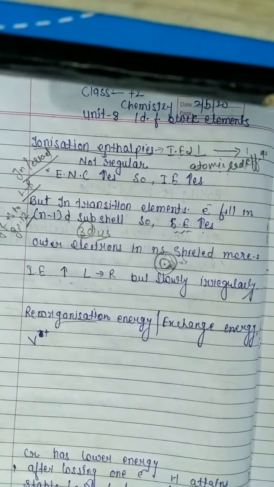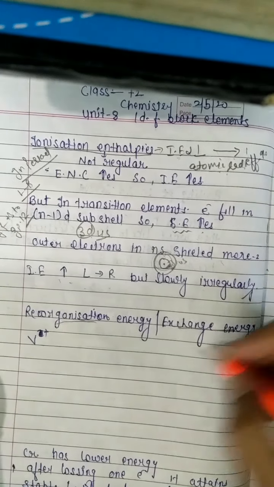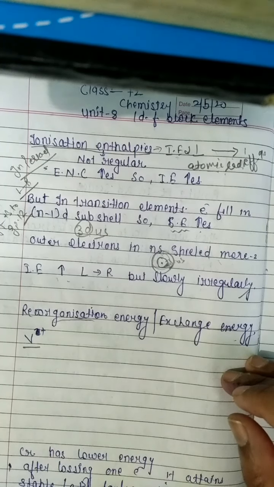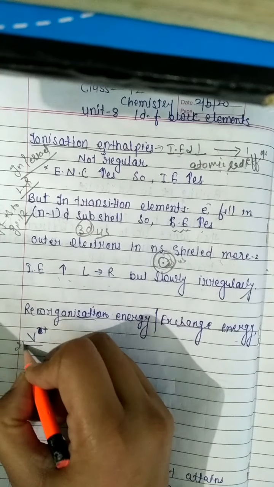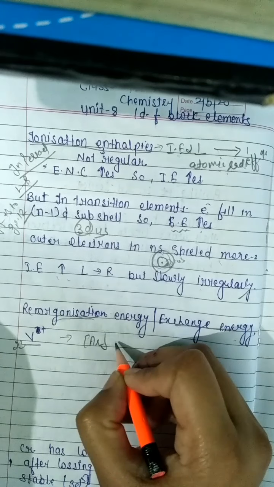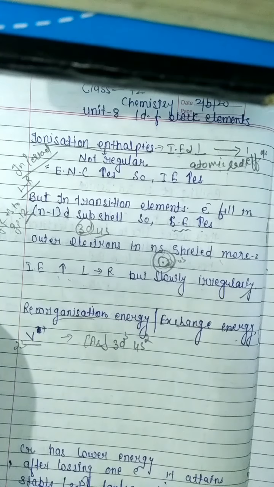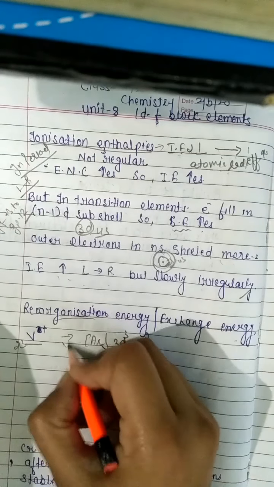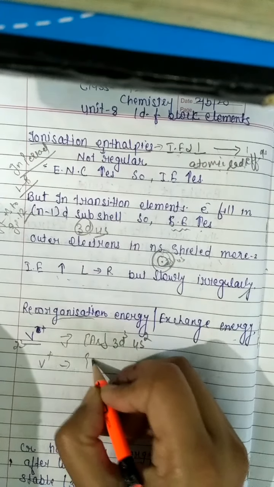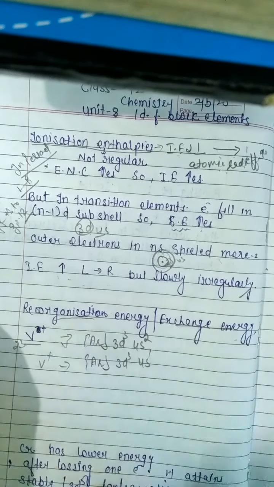Next is the relocation energy or exchange energy. What is exchange energy? I will explain by taking an example. If we take the example of vanadium, vanadium has atomic number 23. The configuration is up to argon, that remains the same, 3d3 4s2. This is of vanadium. If I am talking about vanadium positive, then the configuration becomes Ar 3d3 4s1.